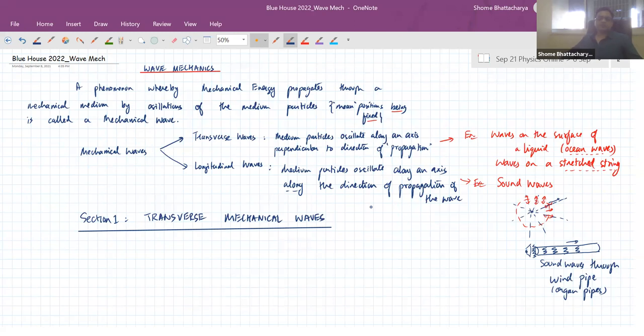So the equations of such waves become more complex. So they become a little bit difficult for us to handle with our level of mathematics. So instead, what we do is we restrict ourselves to what we call one-dimensional waves, or waves in which energy is propagating along one axis or along a straight line. So the physical example of transverse one-dimensional waves we'll study is waves on a stretched string.